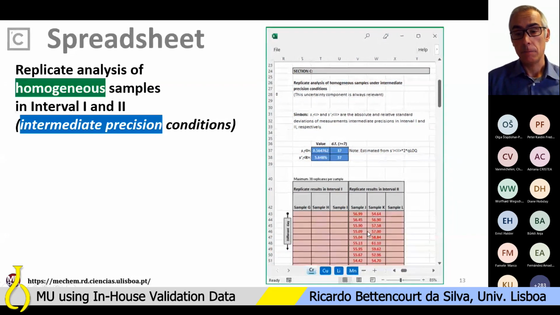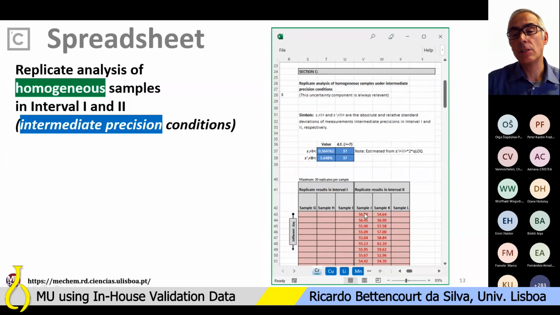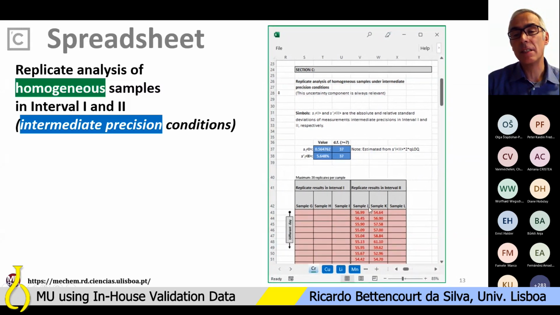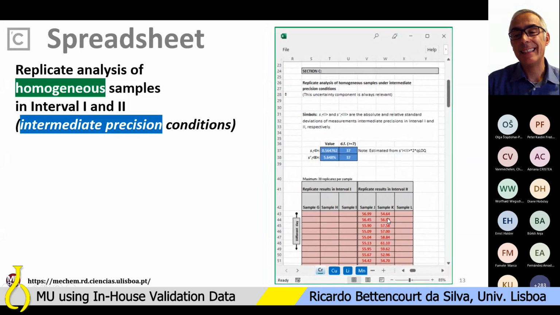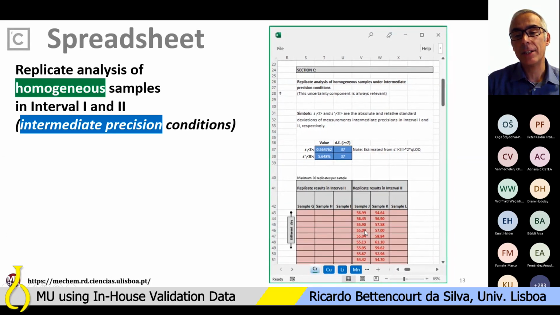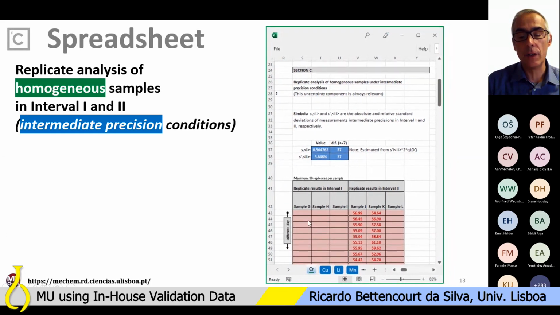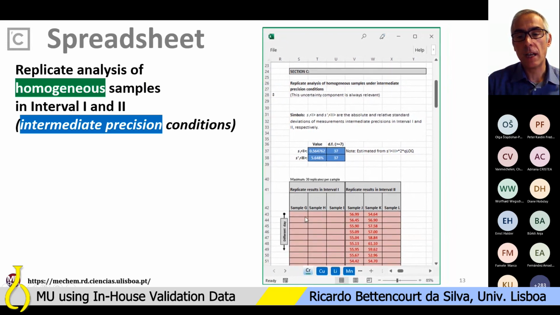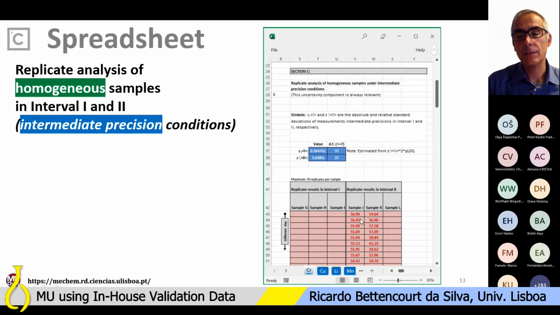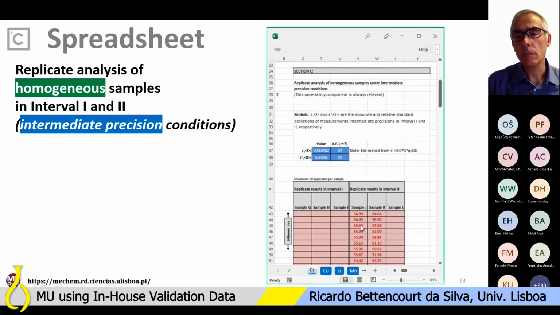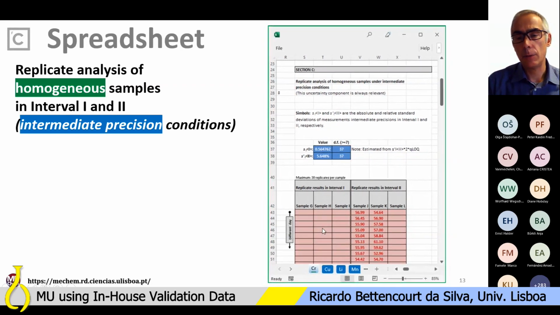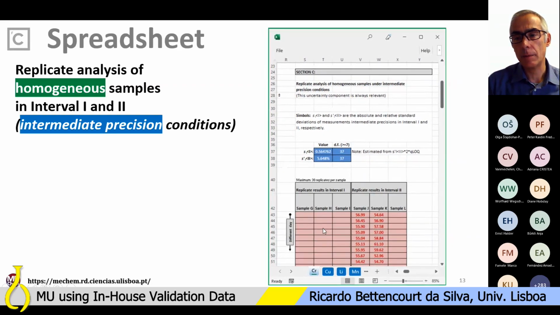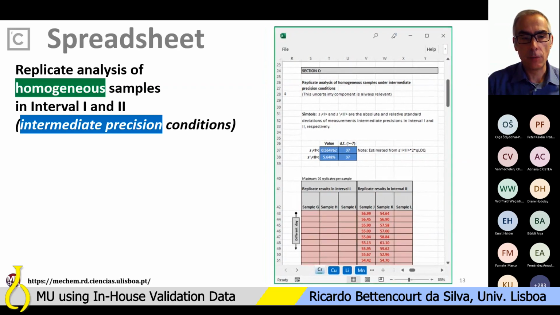If for some reason your intermediate precision is controlled only above 2 times limit of quantification, this shouldn't be a problem, because this relative standard deviation is used to over-evaluate the precision below 2 times limit of quantification by taking this relative value and somehow converting it into what would be expected at 2 times the limit of quantification.